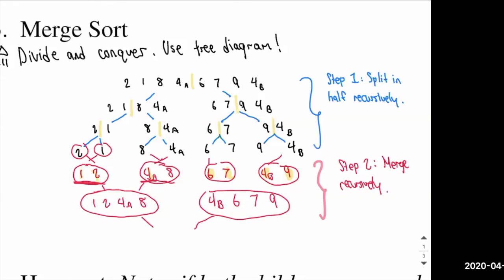The same process occurs, and we get 1, 2, and then now let's pause. It turns out that merge sort is stable. So during merge sort, to break ties, we always choose the left side.